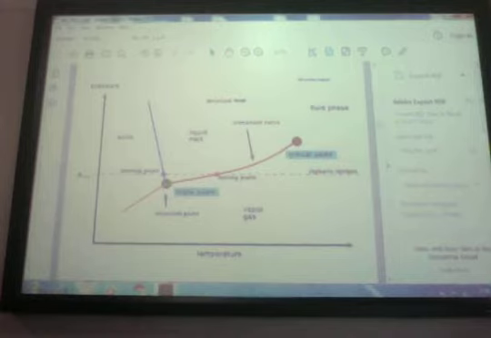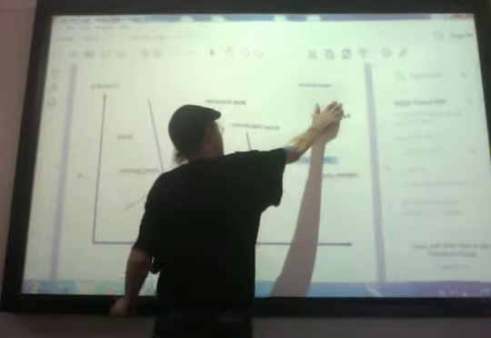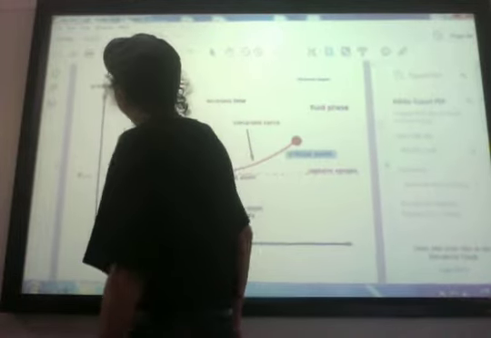But anyway, here we have a very simple phase diagram, and that is the phase diagram of water. We have here solid, we have here liquid, and here we have the fluid phase. Next slide.